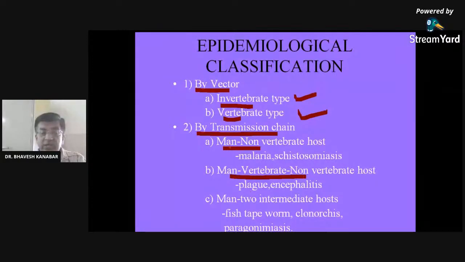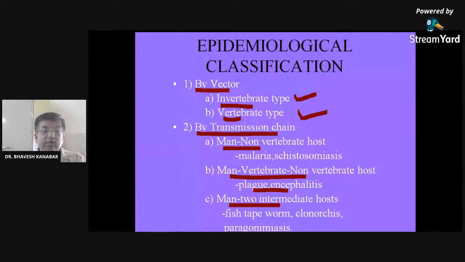Transmission chain is from non-vertebrate host to man, as here in malaria. Here, man to vertebrate to non-vertebrate host, as in plague and encephalitis, man as well as two intermediate hosts. In certain diseases like fish tapeworm infection, zoonosis, right? In this type of infection, two intermediate hosts are required.